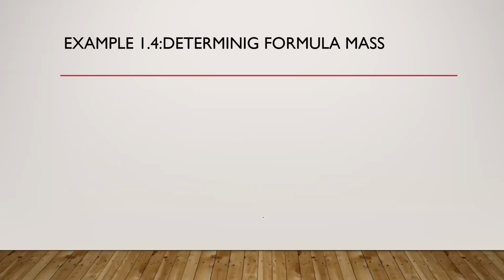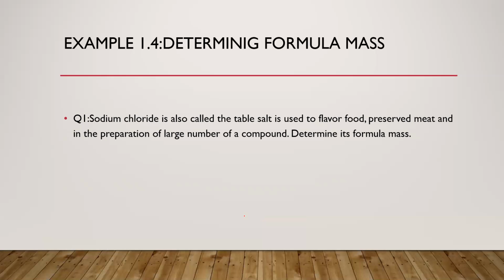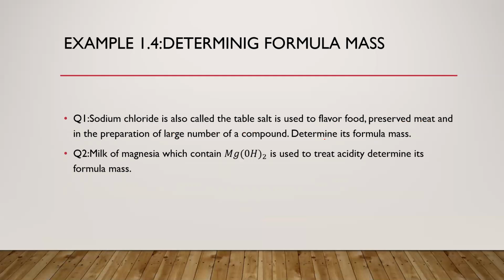Now example number 1.4, determining formula mass. Question number 1. Sodium chloride, also called table salt, is used to flavor food, preserve meat, and in the preparation of a large number of compounds. Determine its formula mass. Question number 2. Milk of magnesia, which contains magnesium hydroxide, is used to treat acidity. Determine its formula mass. Acidity means when a person is unable to digest food. So the best treatment is magnesium hydroxide, commonly known as milk of magnesia.